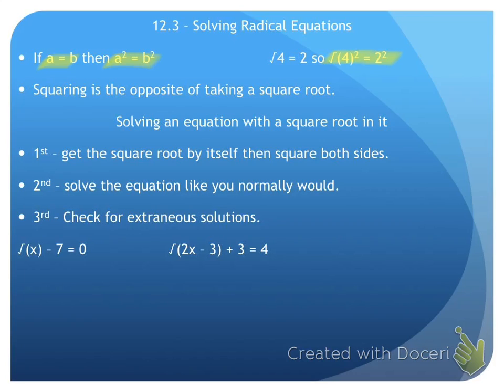What that just shows us is that when I have a square root sign and a squared, they cancel each other out because they're inverse operations, and so I'm just left with what's left inside of the radical sign, which is what I just said here. Squaring is the opposite of taking a square root.